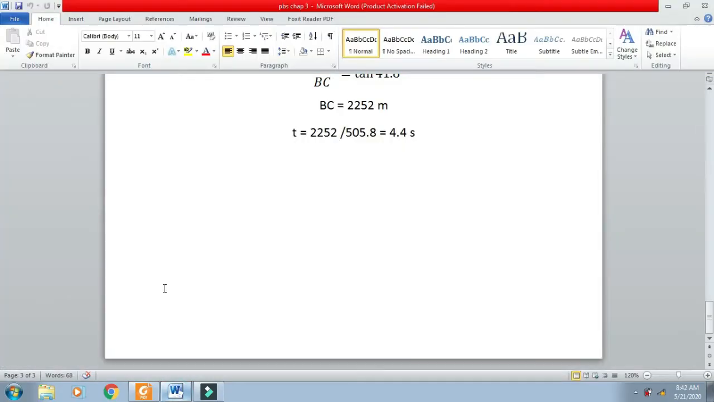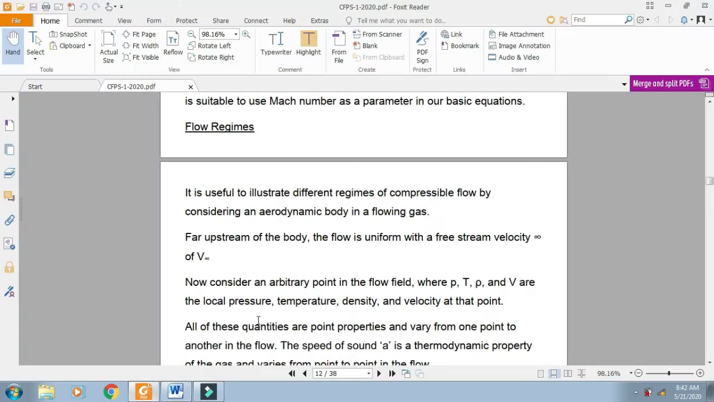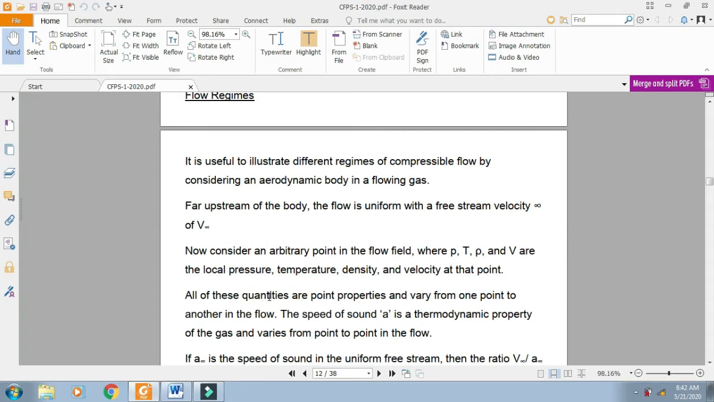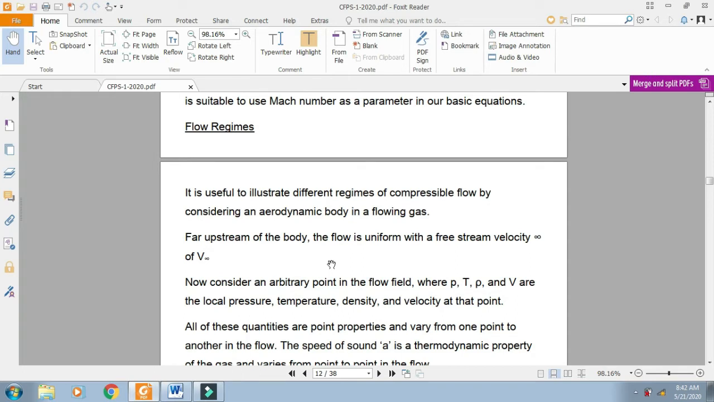So these were a few problems related to the topic which were covered in the previous lecture. In the previous lecture we studied the basic types of flow: subsonic, sonic and supersonic. In actual problems, the case is relatively complex, and due to this complexity, there are various sub-regimes. In addition to subsonic, sonic and supersonic, we have various other regimes.